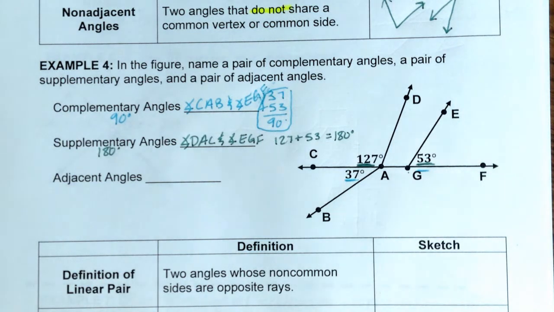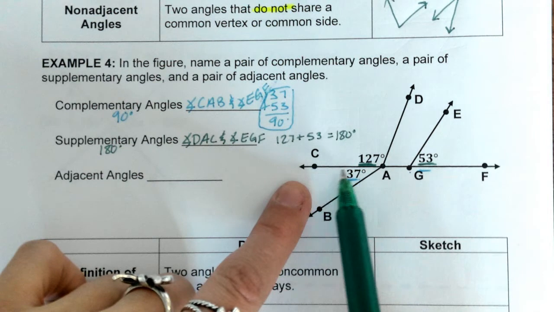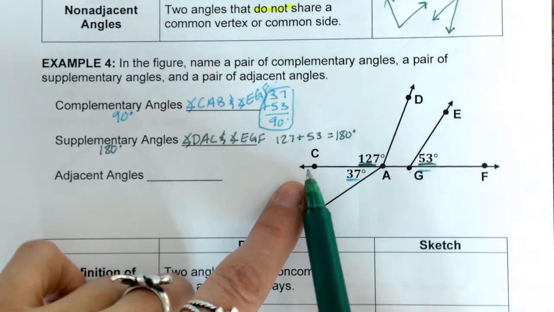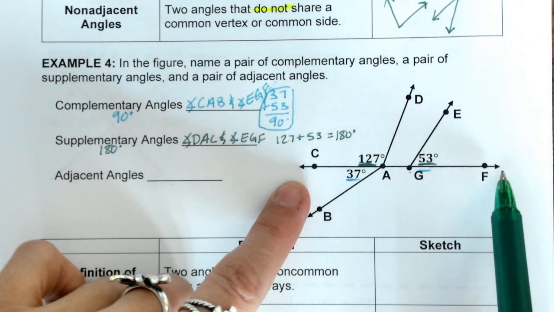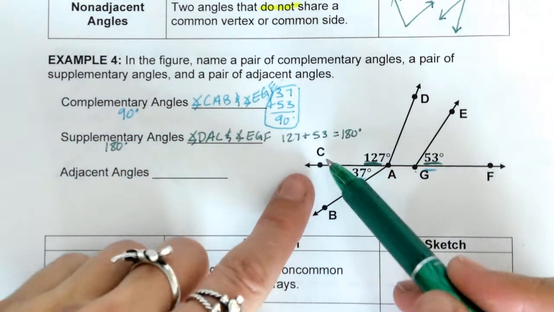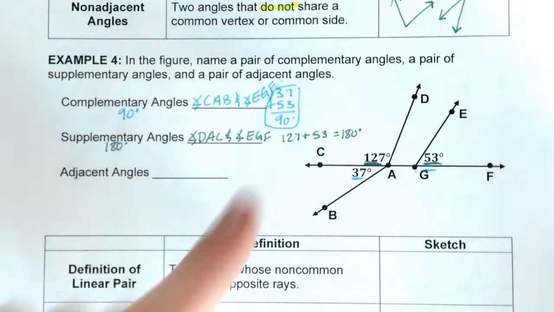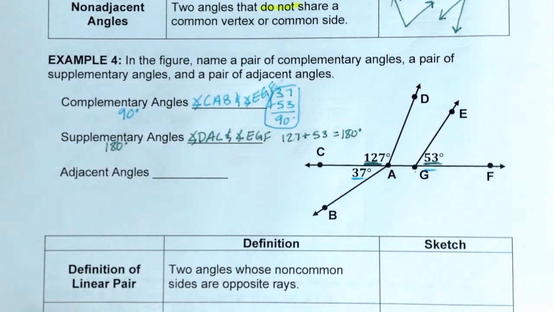So again, they don't have to be connected. And we don't know that angle CAF, we don't have any proof that that's a straight line. We have no proof that's a straight angle. So we cannot use angle CAD and angle DAF because there's nothing that tells us that.